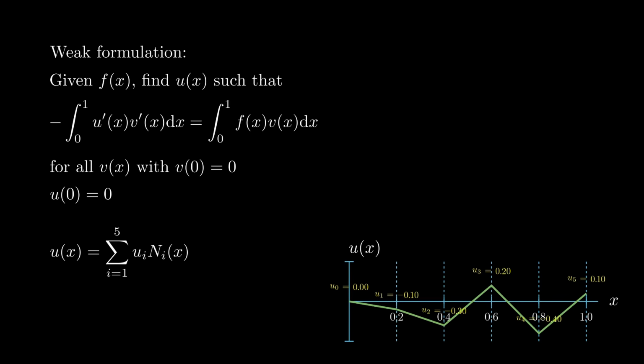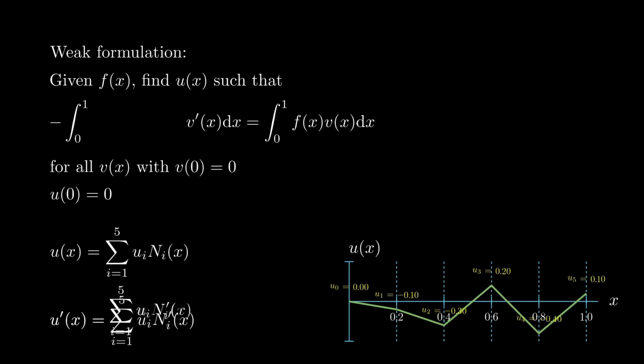As the first derivative of u appears in the weak formulation, we have to differentiate the ansatz. This is not difficult because the parameters ui do not depend on x and only the shape functions depend on x. Therefore, the derivative of u is simply the sum of the parameters ui times the derivatives of the shape functions. Next, we simply substitute our ansatz in the weak formulation.